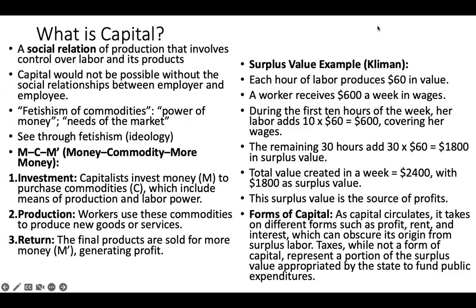Now, what happens though is that there develops a tendency for people to forget this, or that the actual social relationships between employer and employee are concealed behind the operations of the capitalist production process and exchange of commodities in the market. This process is referred to by Marx as the fetishism of commodities, something which I've already talked about in a previous class.